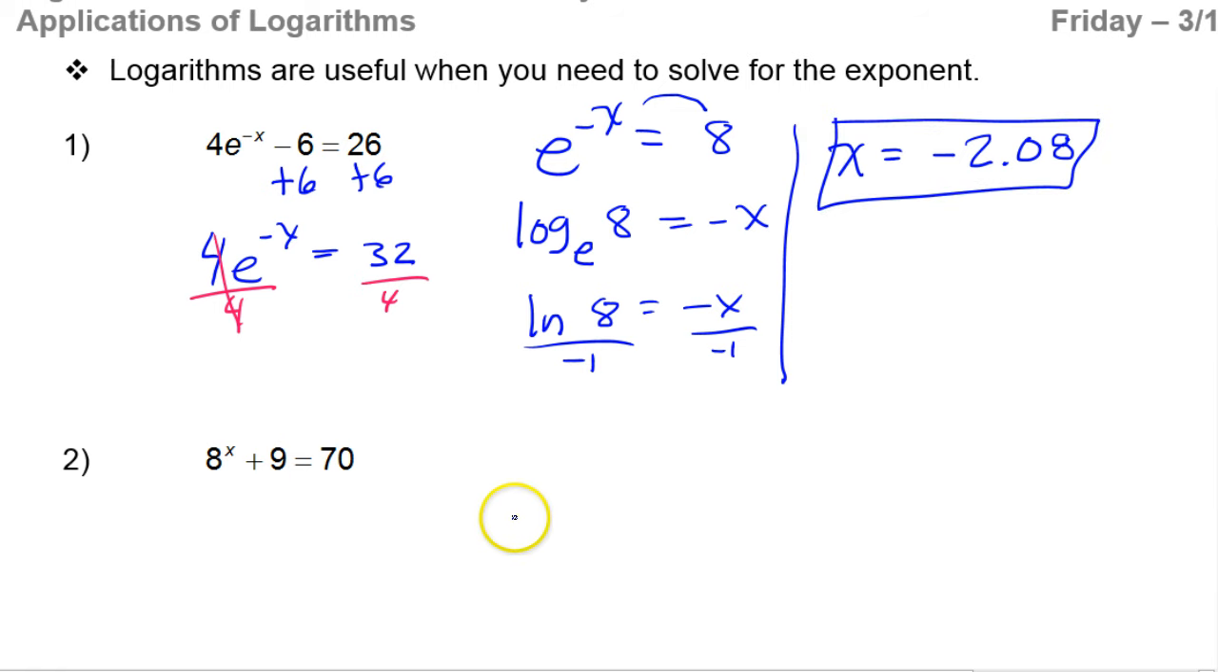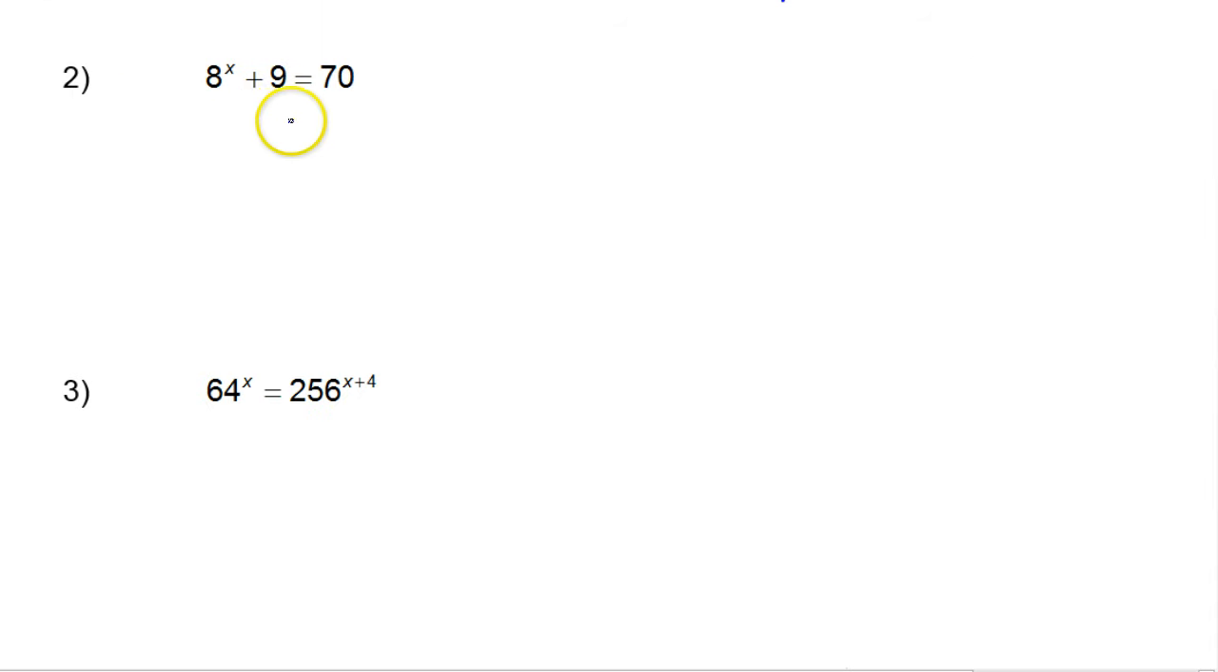All right. Do you have the second one ready for me, guys? Yes. Put them up. So number 2 was similar to number 1. We would just subtract that 9 from both sides, so that would give us 8 to the x power is equal to 61.